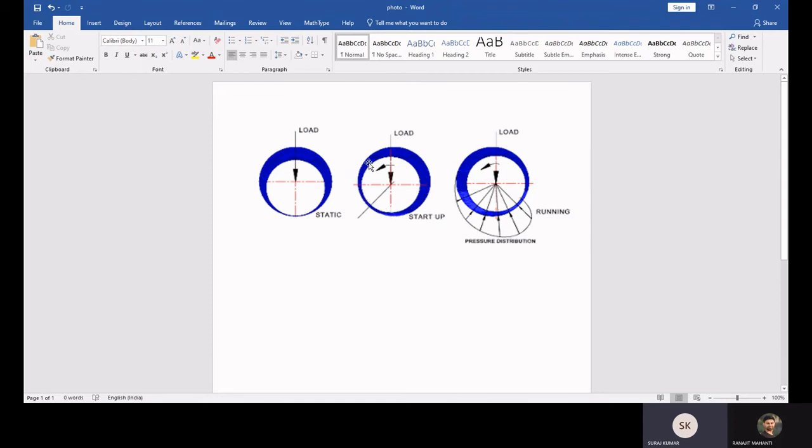As we can see, due to rotation, the fluid is forced into the wedge area. If we keep on increasing the speed, more fluid is forced into the wedge-shaped clearance area, which will generate pressure, shown in the third figure, and the pressure distribution around the periphery of the journal is shown here.